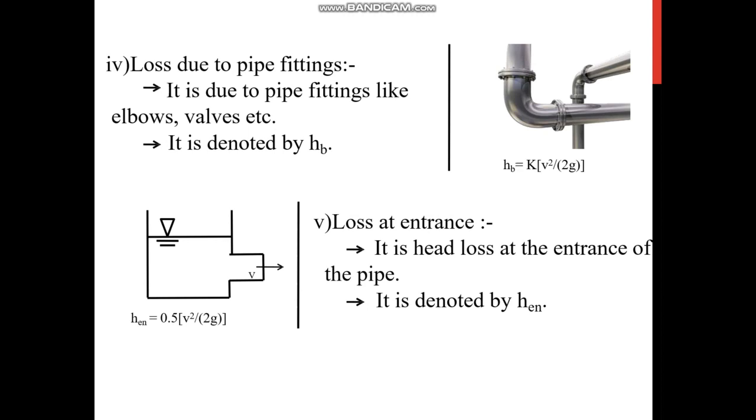Similarly, the loss due to the pipe fittings. You can see the different pipe fittings. The pipe fittings include elbows, valves, T's, etc., and it is denoted as HB. It is given by K into (V square by 2G). And the loss at the entrance: when the fluid enters the pipe, there is a loss which is represented as HEN. It is given by HEN is equal to 0.5 into (V square by 2G).